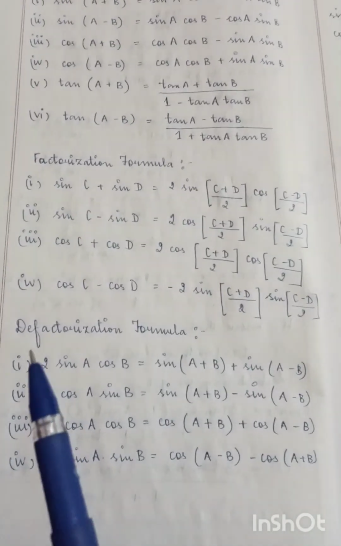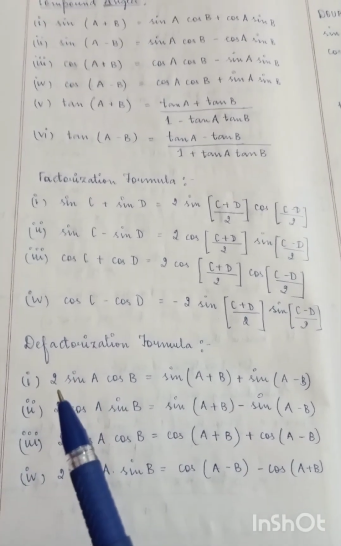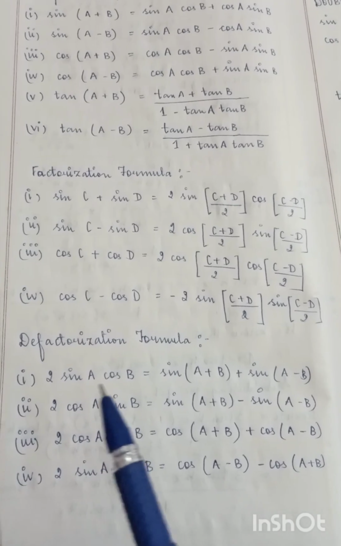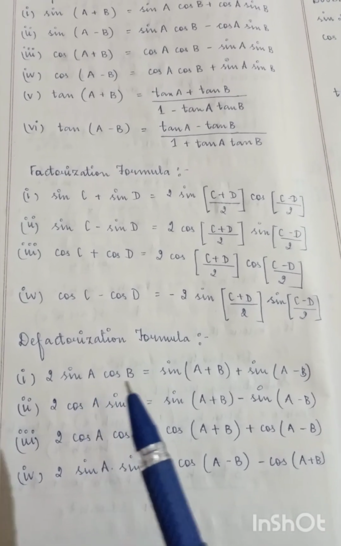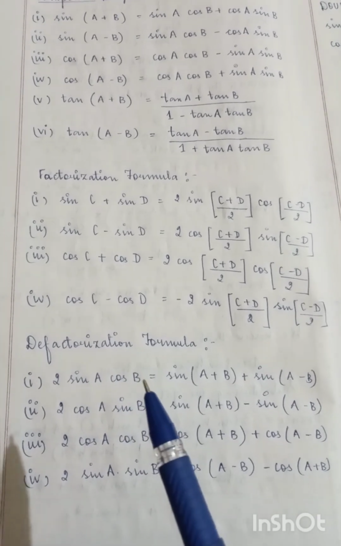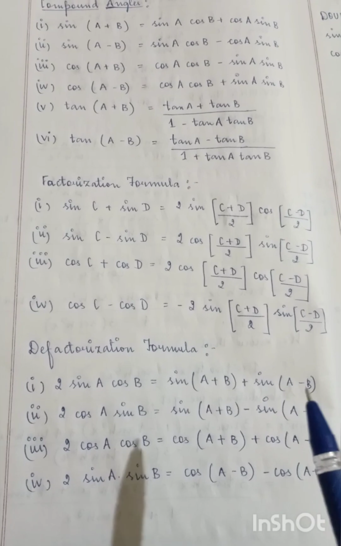Next, let us move on to the factorization formulas. First one, 2 sin A cos B. We know how we can write this. 2 sin A cos B is nothing but sin of A plus B plus sin of A minus B.